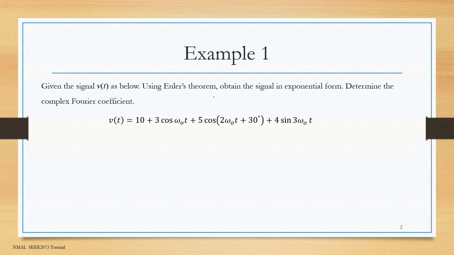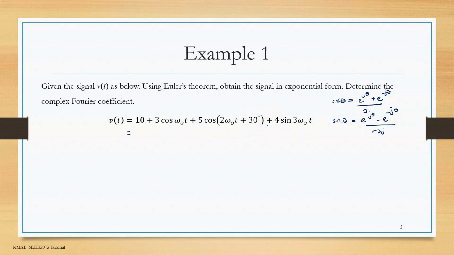Okay, for this question, first, recall Euler's theorem. We have cos theta equal to e^(j theta) plus e^(-j theta), divided by 2. And sine theta is equal to e^(j theta) minus e^(-j theta), divided by 2j. Using this, you can replace the cosine and sine in v(t).